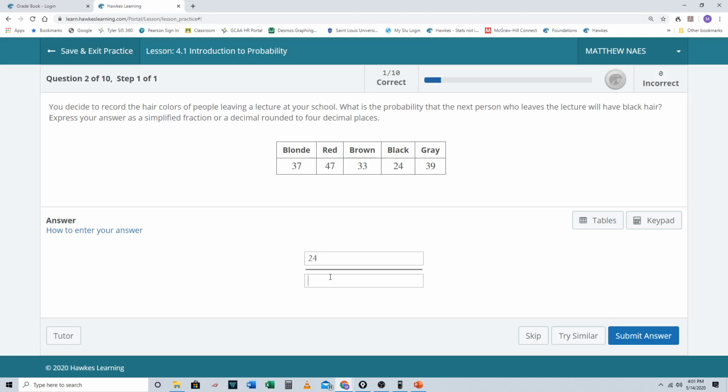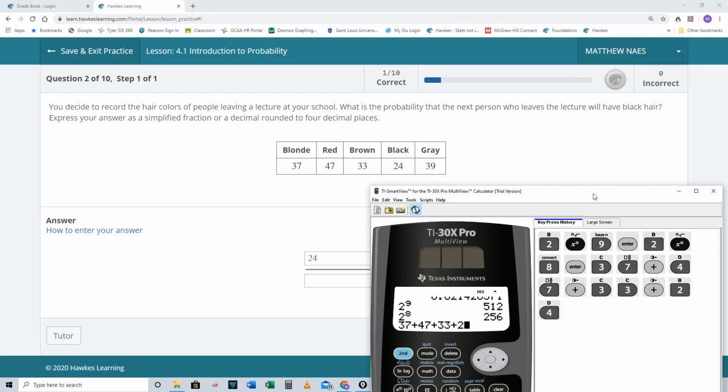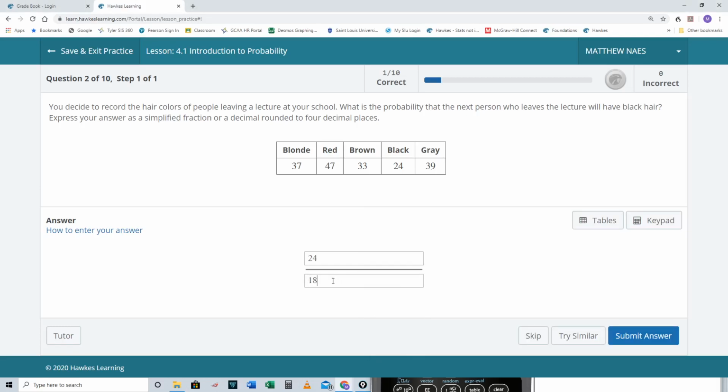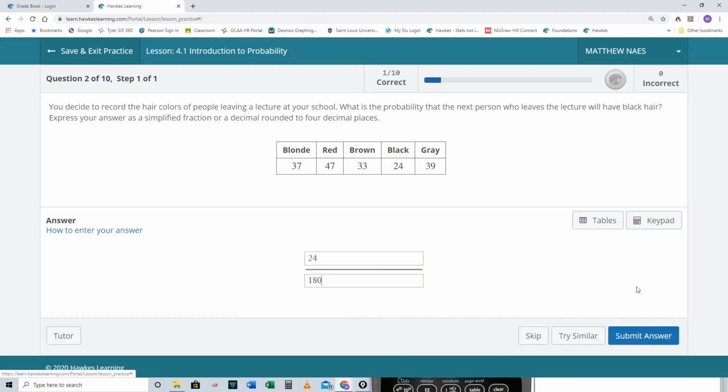The denominator is always the total. So I'm going to add that up. I'm going to put it over here, 37 plus 47 plus 33 plus 24 plus 39. Enter. Now that is my denominator. Now you're going to notice if I put 180, it's going to come back with a blue box saying not simplified. All right. So we need to simplify it.